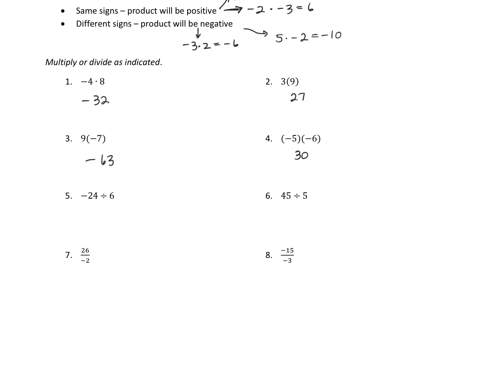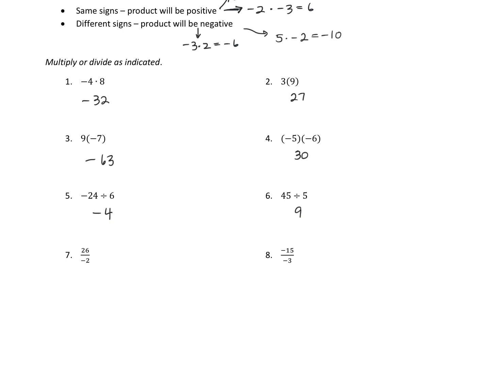Now we have division. So -24 divided by 6, different signs, so negative. 24 divided by 6 is 4. Number 6, we've got two positives, so the answer will be positive. 45 divided by 5 is 9.